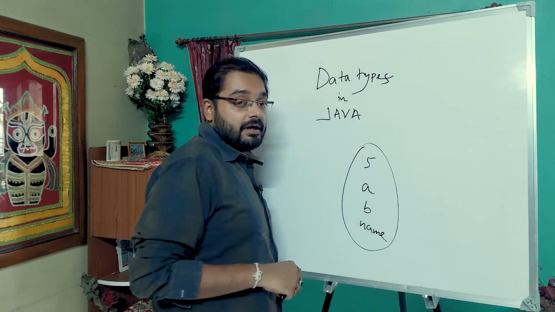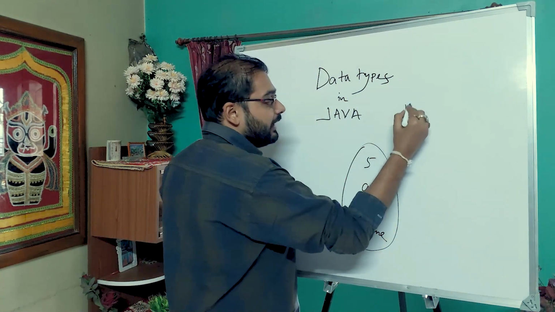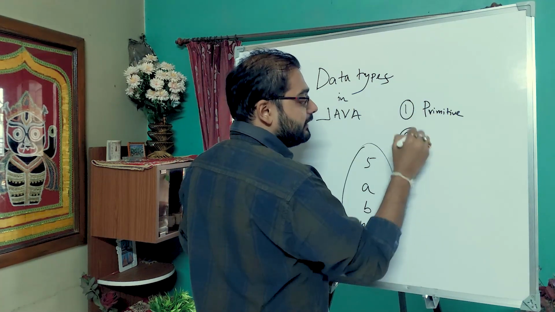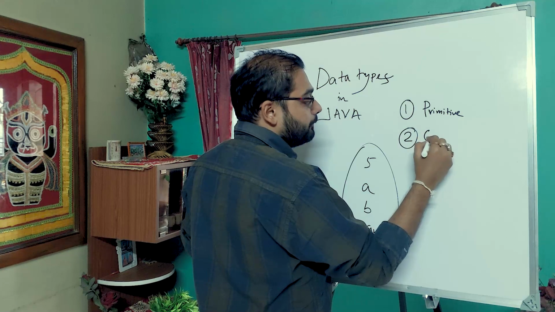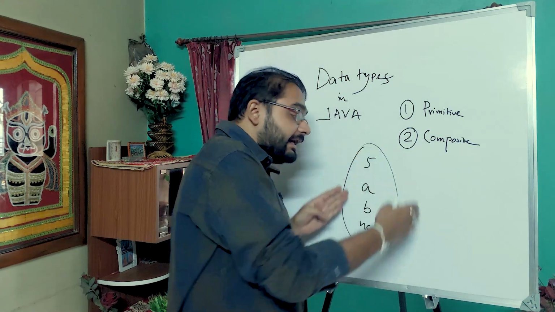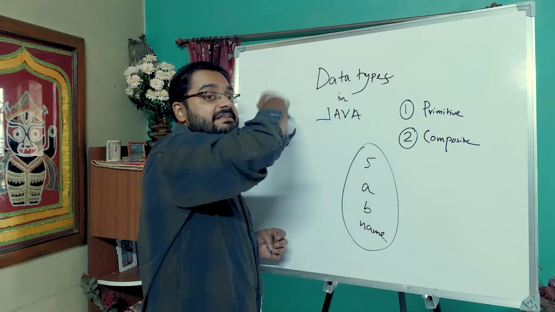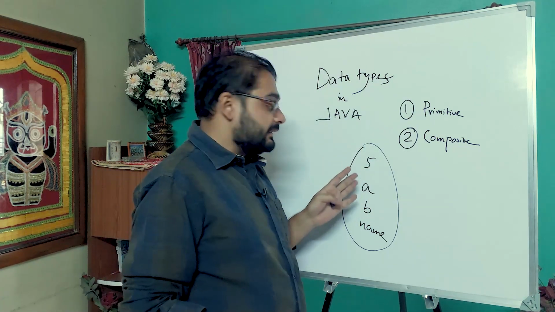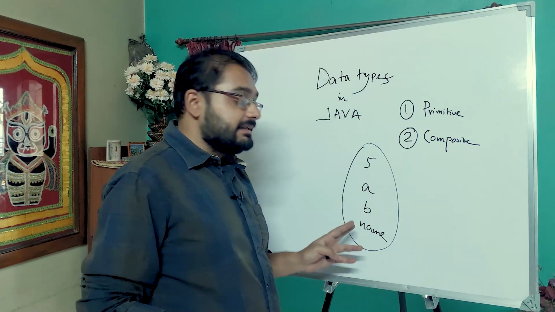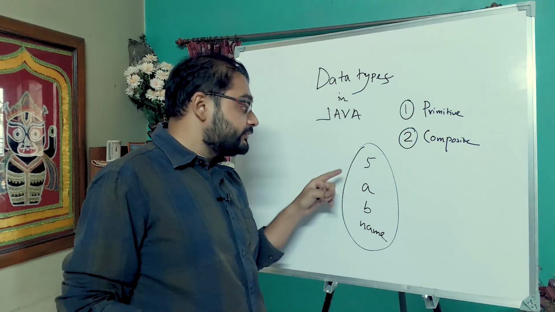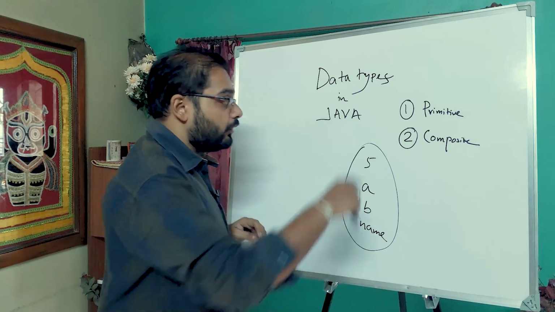There are two types of data types in Java. The first one is called the primitive data type, and the second one is the composite data type. So data types means what type this data is. This is a number, this is a character, and this is a letter. So which type does this data belong to? The first one is the primitive data type.